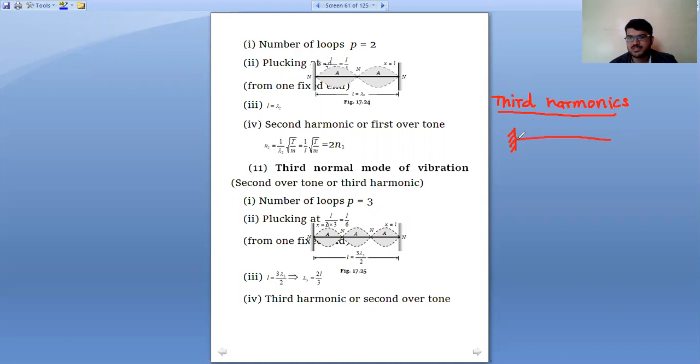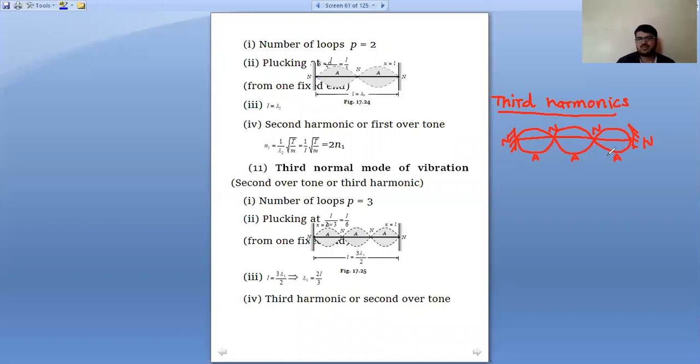You can see this is the string, and the loops are formed like this. So here it is a node, again here also a node, here a node, and this is also a node. The midpoints are antinodes: antinode, antinode, antinode. Antinode means where the amplitude is maximum. Node means where the amplitude is minimum.